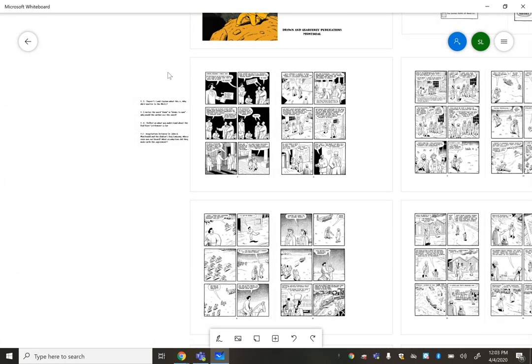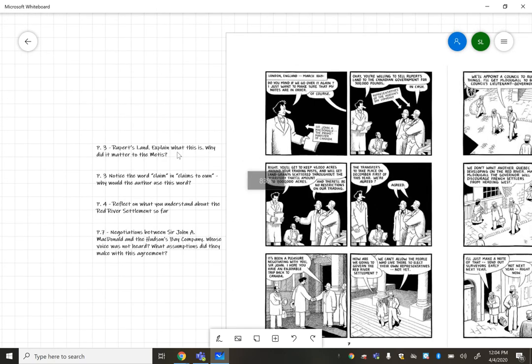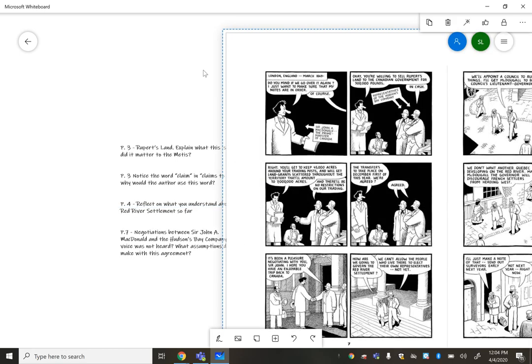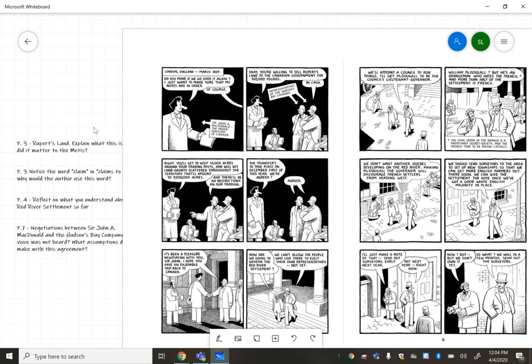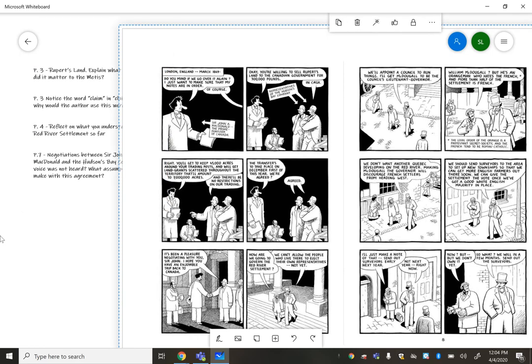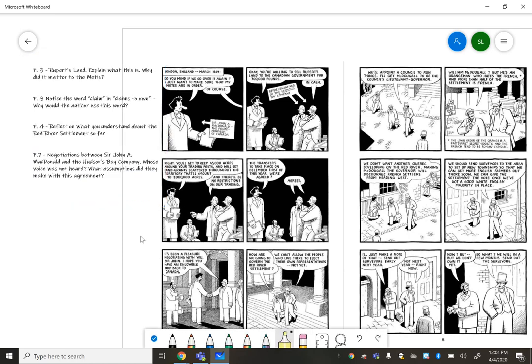All right, so on the next page, this is the first page of the actual graphic novel. It shows Sir John A. Macdonald with a very large nose, and that's just a caricature of the way he was presented. All right, so the question on page 7, and this is page 7 right here with Sir John A. Macdonald, negotiations between Sir John A. Macdonald and the Hudson's Bay Company. Okay, so that's all of what's on page 7.